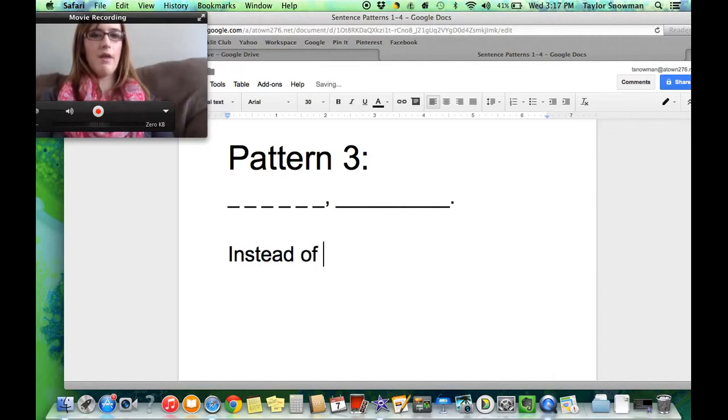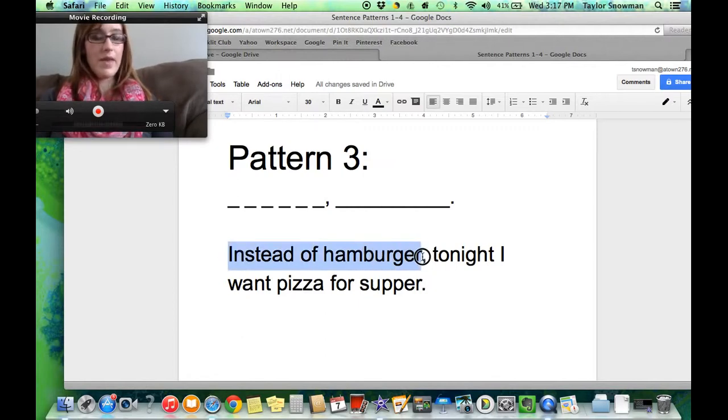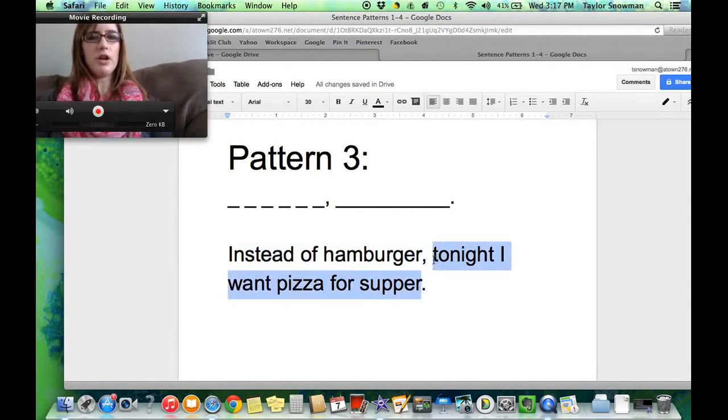Instead of hamburger, tonight I want, what do I want for supper? Pizza for supper. So instead of hamburger, tonight I want pizza for supper. So instead of hamburger, that's not a sentence. Tonight I want pizza for supper. Could that be its own sentence? Sure. That could be its own independent clause, its own sentence. So I put them together with a comma in between, and I have pattern 3. Okay?